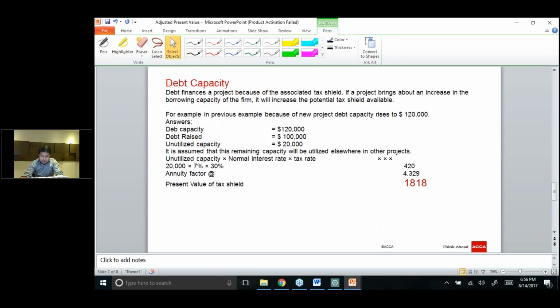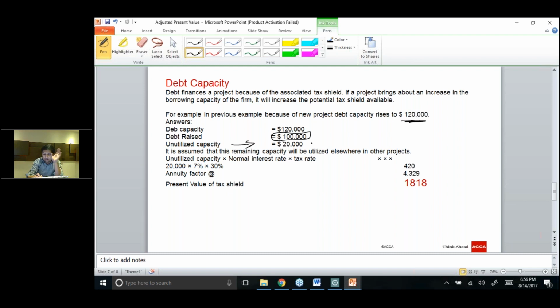Okay, the last concept is debt capacity. Debt finances a project because of the associated tax shield. If a project brings about an increase in the borrowing capacity of the firm, it will increase the potential tax shield available. Let's suppose if in an exam there is an example that debt capacity has risen to $120,000. That means because of the new project you can raise new funds of at least $120,000. And you have checked that you have already borrowed $100,000. That means there is an unutilized capacity of $20,000.